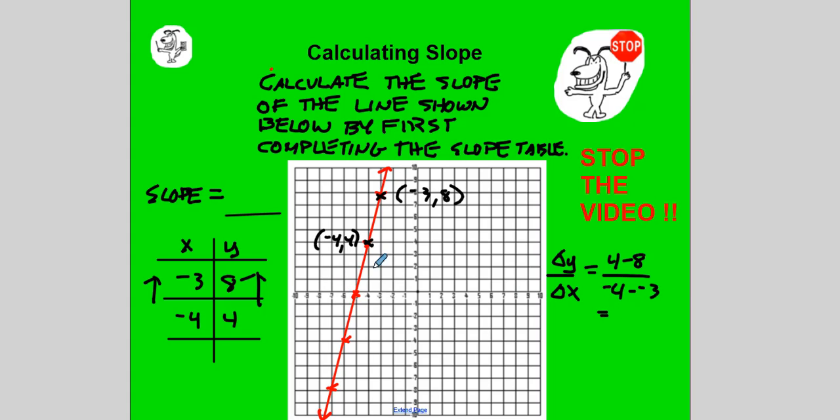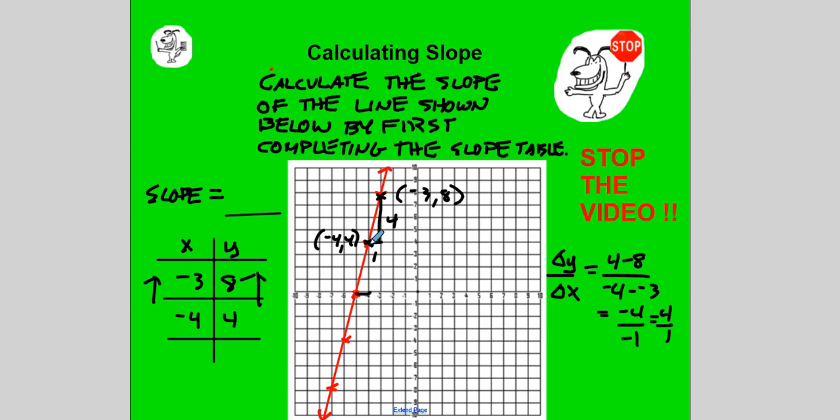So notice this should be a positive slope when we're done. So if you got something else, you know you made a mistake. So 4 minus 8 is negative 4. Negative 4 minus 3 is negative 4 plus 3, which is negative 1. Well, negative divided by negative is a positive, so that is a slope of 4 to 1, or 4. You can see that right here. So that's 1 over 4 up.